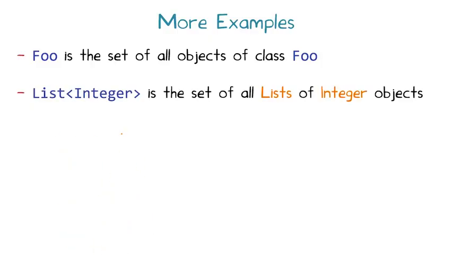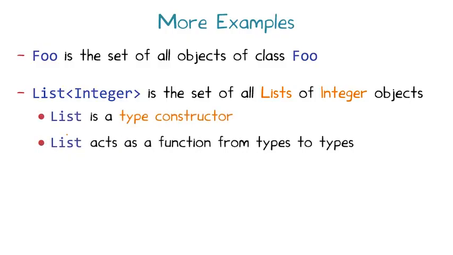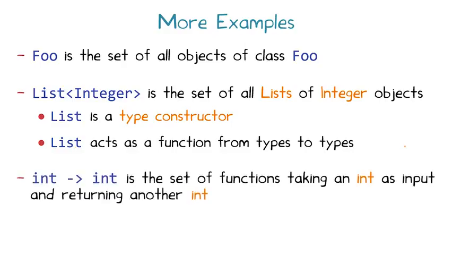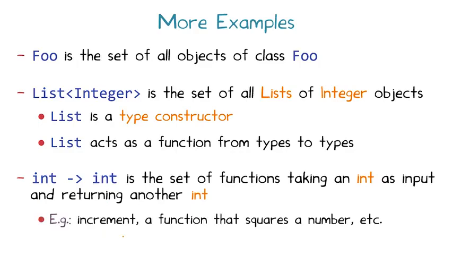List of integer is the set of all list objects which contain integer objects. Note that list is a type constructor. It can be treated as a function which takes one type, in this case the integer type, and maps it to another type, in this case the type of lists of integers. We can also have function types. For example, int arrow int is the set of all functions that take an int as their argument and return an int as their result. Some examples of functions of this type would be the increment operation, a function that squares its input, and many others.